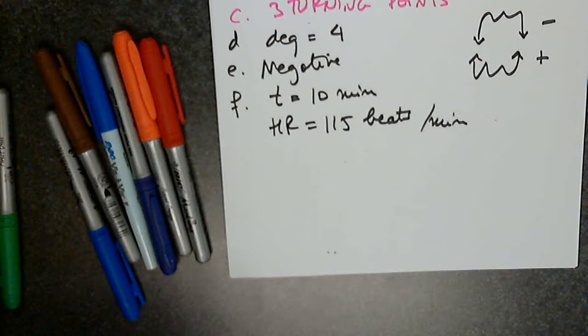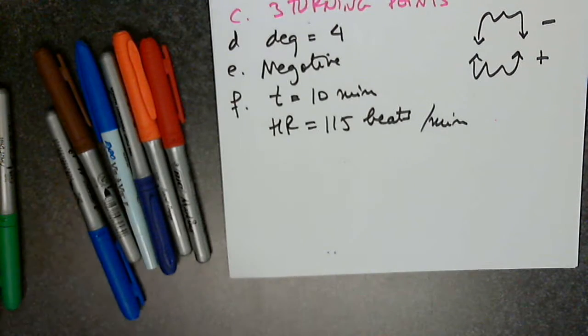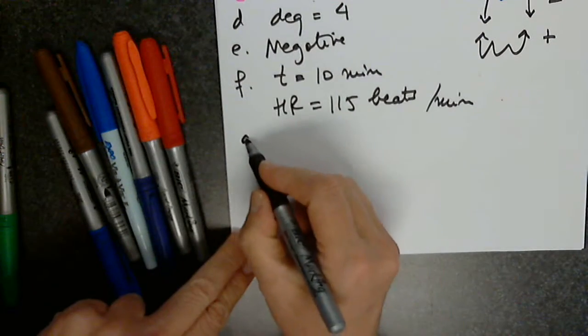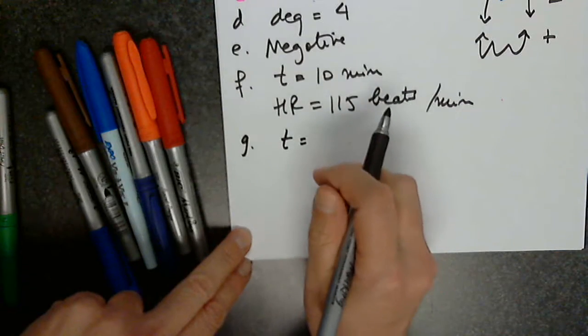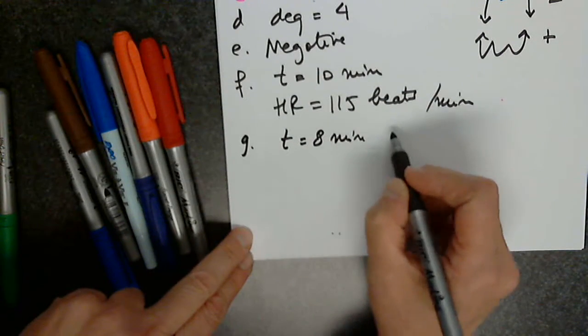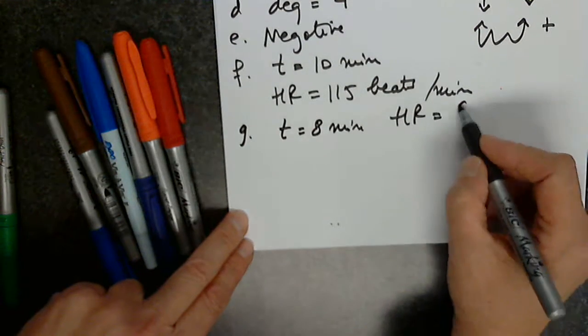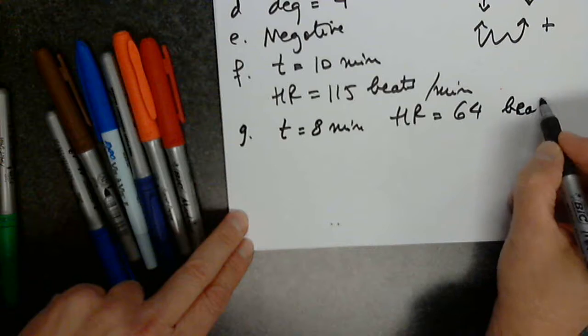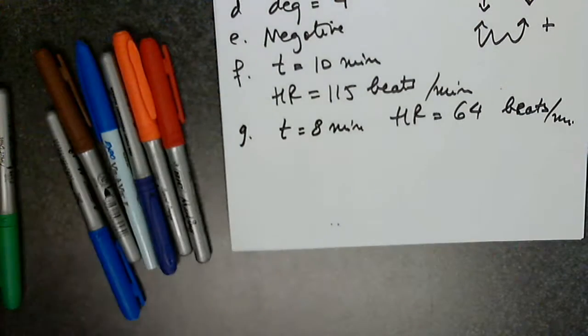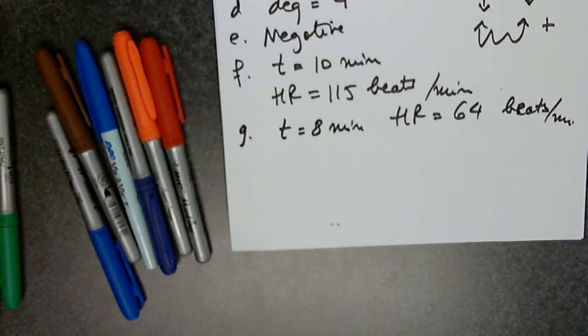Part G. Use the graph to estimate the woman's minimum heart rate during the first 12 minutes of the diagnostic evaluation, and after how many minutes did this occur? So I see that T equals 8 minutes, very good. And the heart rate is? 64. I would agree with 64. So this is one application of polynomial functions. The polynomial function is degree 4, has a negative leading coefficient, and it has 3 terms.